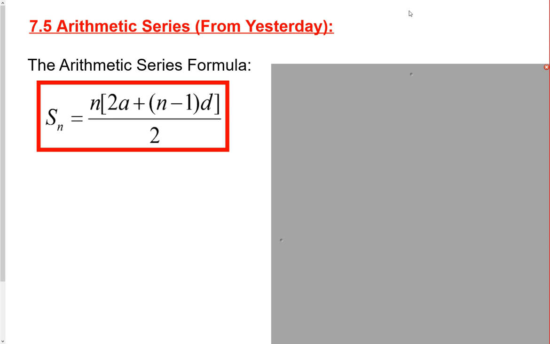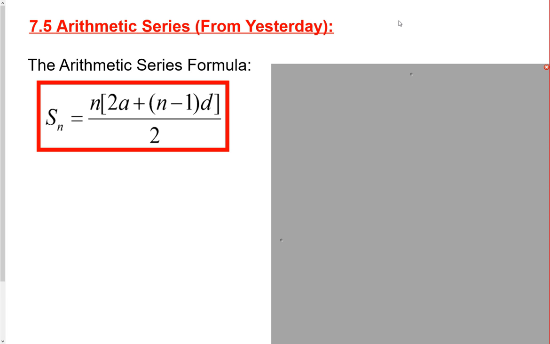Yesterday we looked at arithmetic series, and we said that arithmetic, of course, means that we've got a sequence where we're just adding or subtracting the same number each time. We've got a common difference. But with a series, that word series means add them up. Add them all up. So yesterday we said, okay, if we've got a big list of numbers and we want to add them all up, how do we do that?